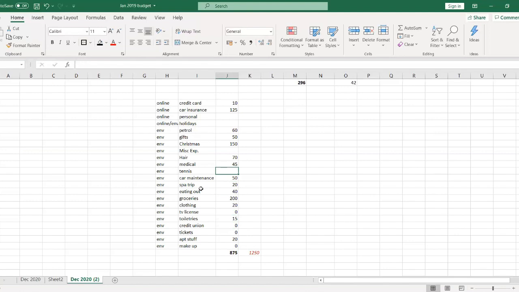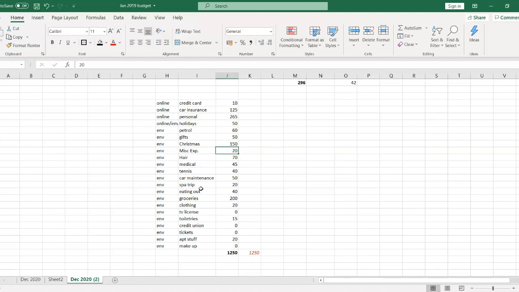Tennis, I'll put in 40. Miscellaneous expenses, I will put in 20. Holidays, I'm going to put in 50. And then personal, I'm going to put in 265. And let me see. Okay, perfect. So that's added up to 1,250. So actually that was perfect.